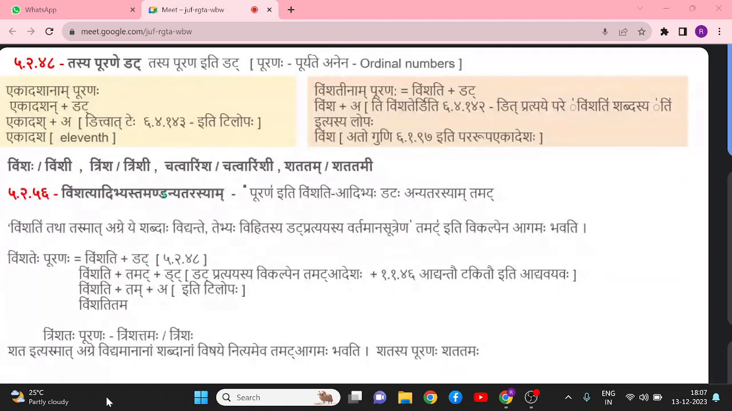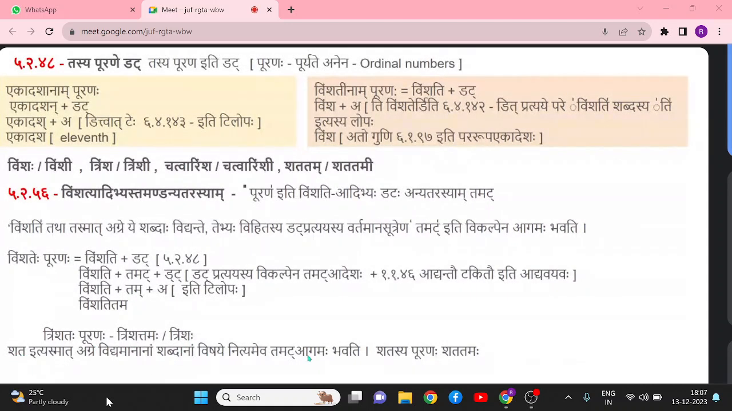Okay, now we are not going to this where the T gets knocked off. Because of this sutra, vikalpena tamat agamaha bhavati. So, vimshatihi tamat plus dat. Tamat, ta gets knocked off, tam is there, dat da a is there. So, vimshati tama also represents 22nd. Vimshaha also represents 22nd. So, trimshataha puranaha, trimshat tamaha or trimshaha, both are valid, both are okay.